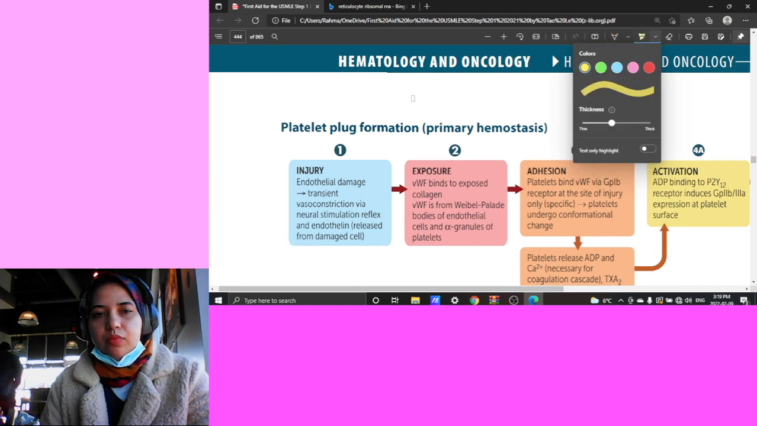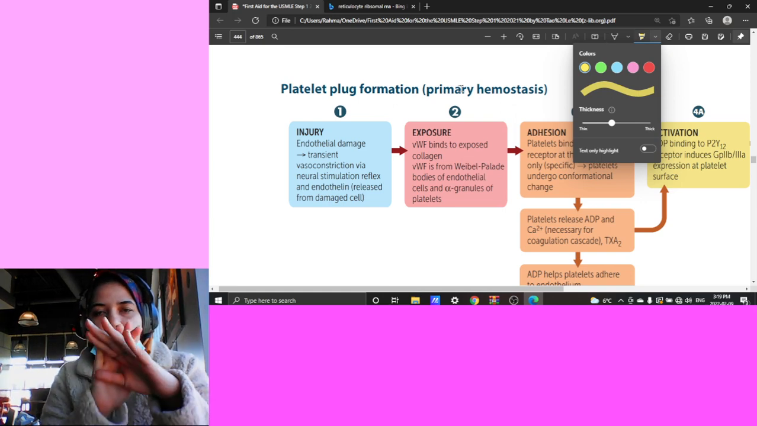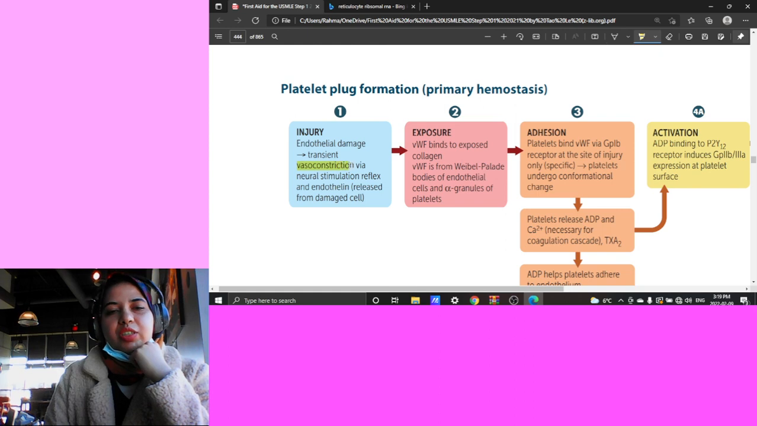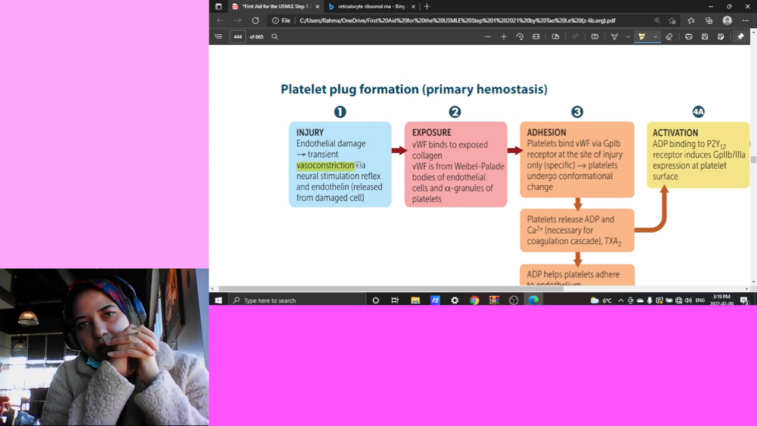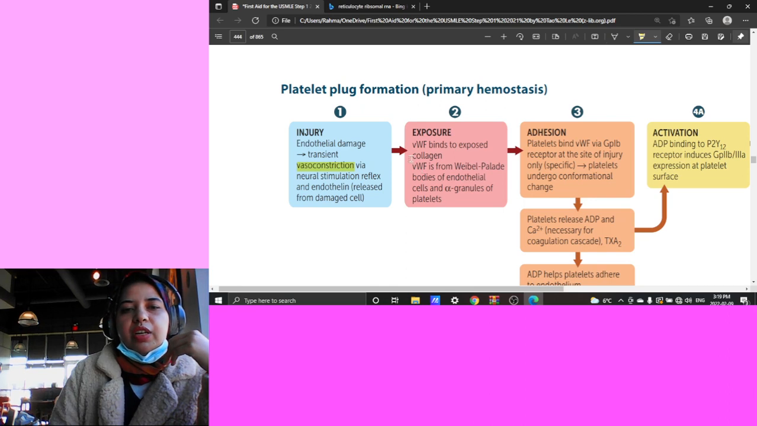So let's take a look at platelet clot formation. They ask you what is the first step. So you've injured yourself, you cut yourself. What's going to happen? The first thing is vasoconstriction. Endothelial injury is going to trigger vasoconstriction. So you've injured your endothelium. What happens next? You've exposed the endothelium and you've exposed the collagen that's underneath.